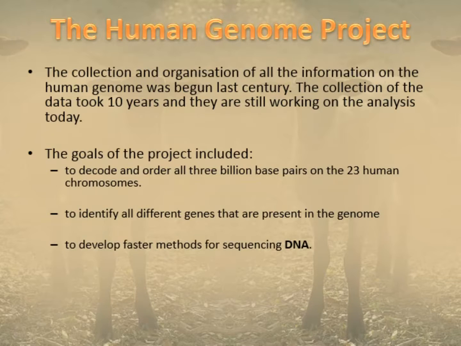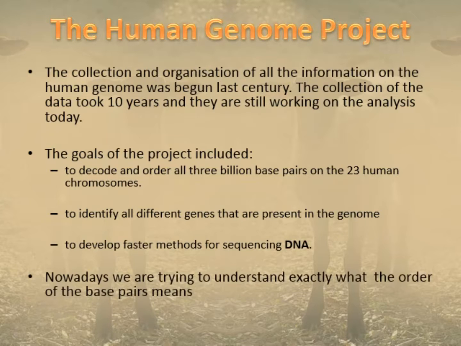So the goals of the project were to decode and order all 3 billion base pairs on the 23 human chromosomes. It was also to identify all the different genes that are present in the genome, and also to develop faster methods for sequencing DNA. That was probably to help with their research. So nowadays we are trying to understand exactly what the order of the base pairs means, and we have decoded some, but not all of them. There are 3 billion of them after all.